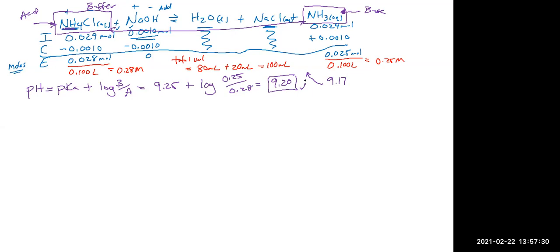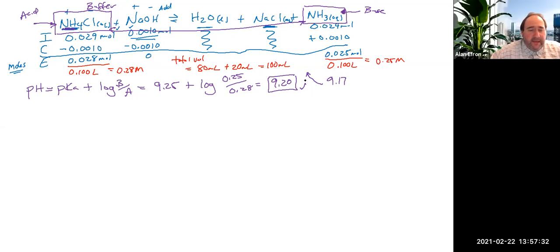Okay. Questions on how to solve buffer problems. I don't want to give you a bunch of different ways to do this, but there are different ways. If you want to use that pOH equation, you could also use an ice table to get to the pH at this point. So there's a variety of ways to get there. Probably the most straightforward, with the least room for error, would be to use the Henderson-Hasselbalch equation here.